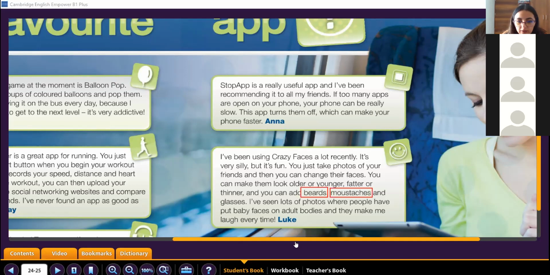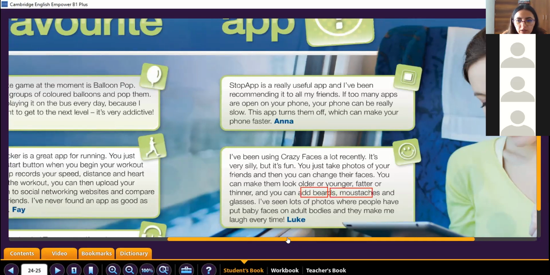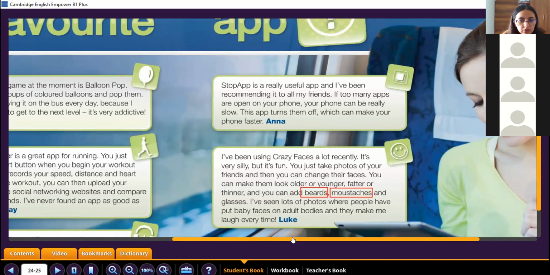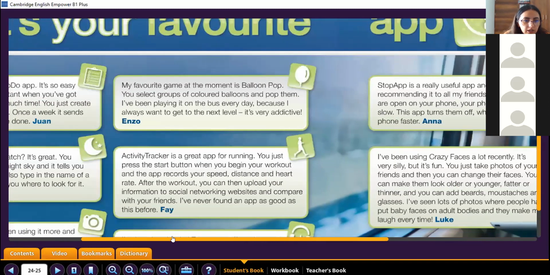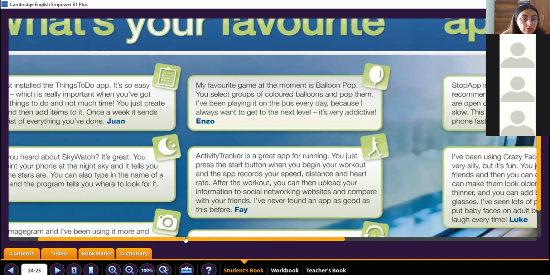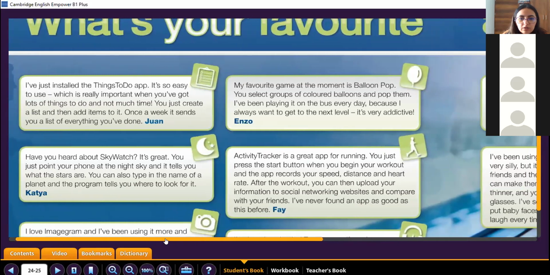Beards. Very good. Thank you. Any other word maybe you caught in the reviews? But I think most of the readings were clear because they have very easy words and words you already know the meaning of, so this reading is not so difficult.